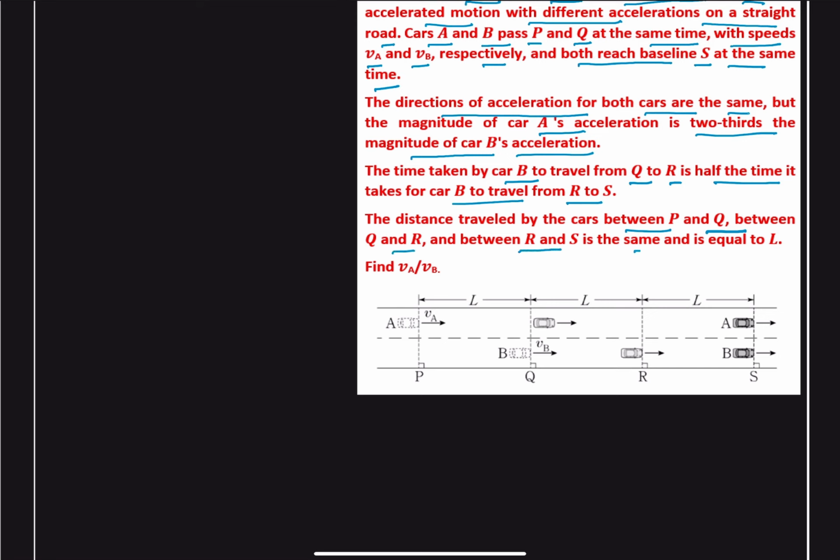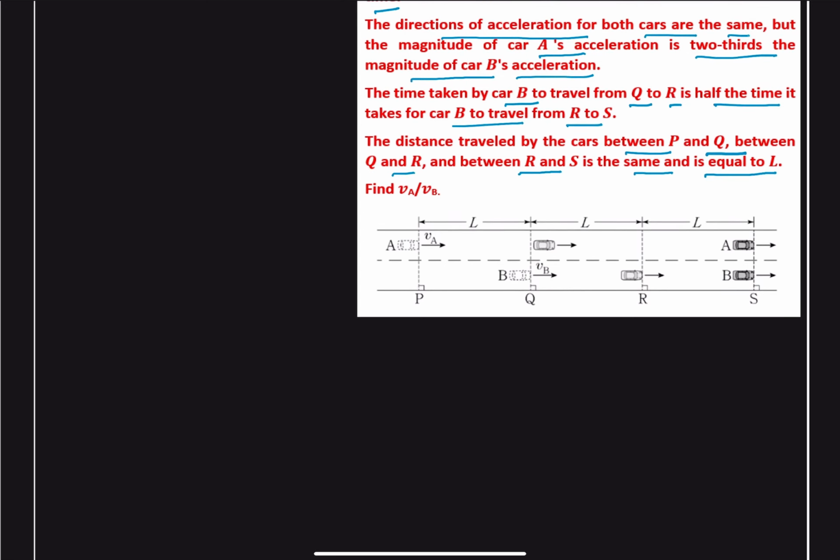So this is the basic figure. It is divided into, you can say, 4 parts: P, Q, R and S, and each section is equal. It means the length of section between P and Q is L. Similarly, between Q and R is also L, and between R and S is also L. There are 2 cars. One car starts from A at the same time, and another car is at B. They ultimately are going to reach this point S at the same time.